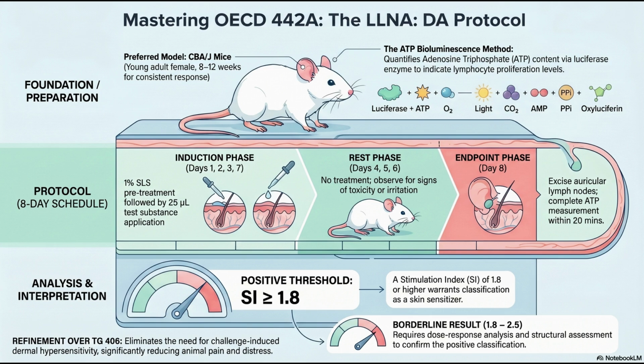So if a laboratory runs the assay using 25% eugenol and the luminometer does not show a significant spike in light, well, the laboratory process is fundamentally flawed. The assay has failed its validation for that day.